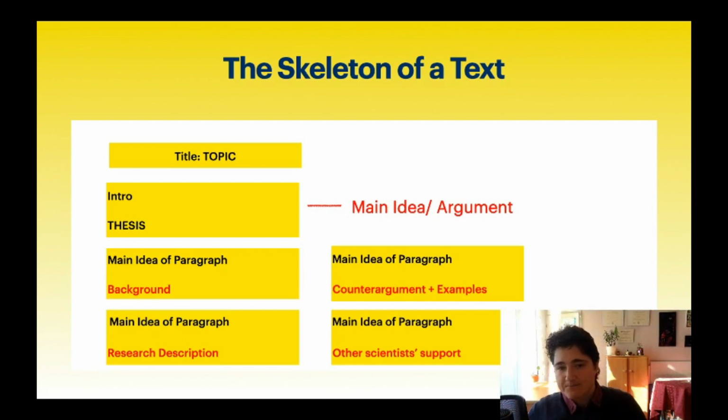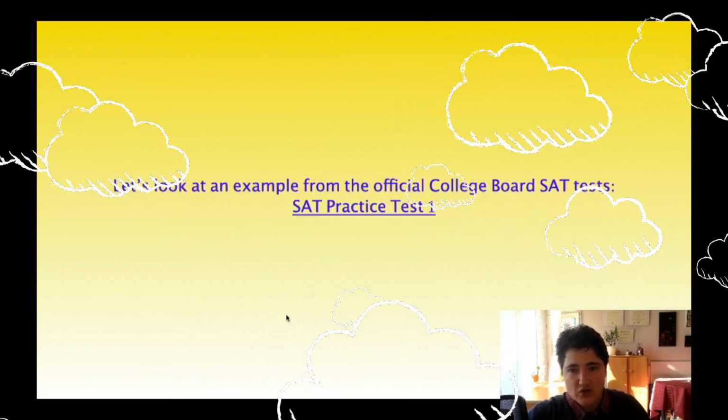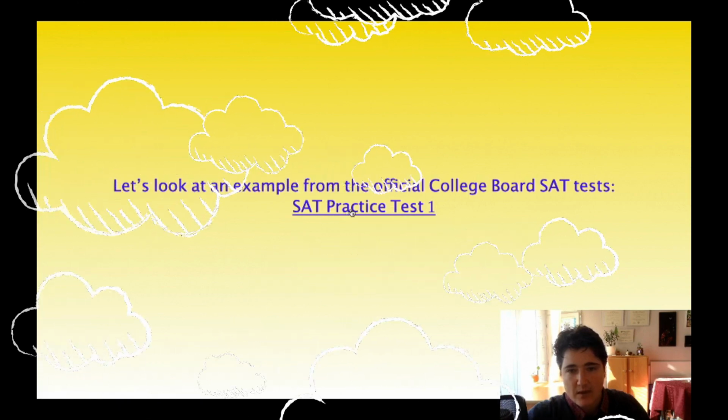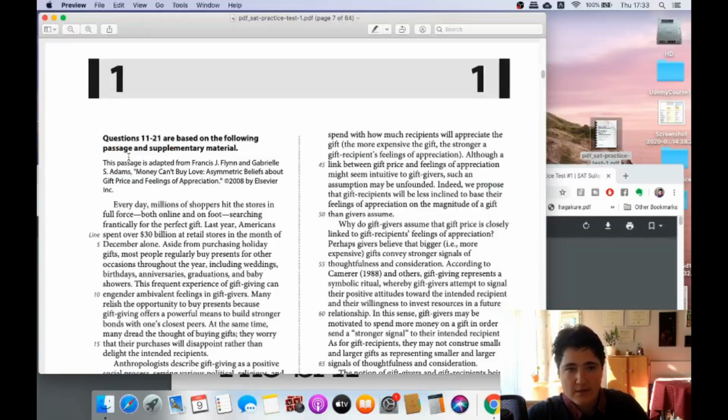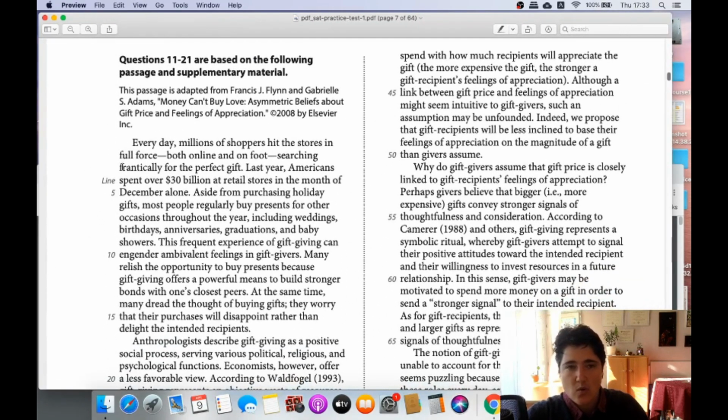So as you can see, taken together, this author would have developed a certain type of argument in order to persuade us of his or her thesis. Now let's look at an example from the official College Board SAT test. So this is from SAT Practice Test 1. This is the text that we have been talking about. Okay, so let's go over it very quickly and show in practice what we just learned.